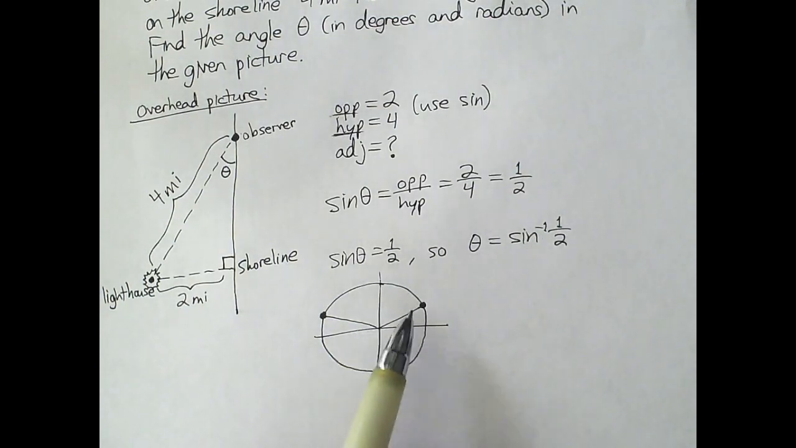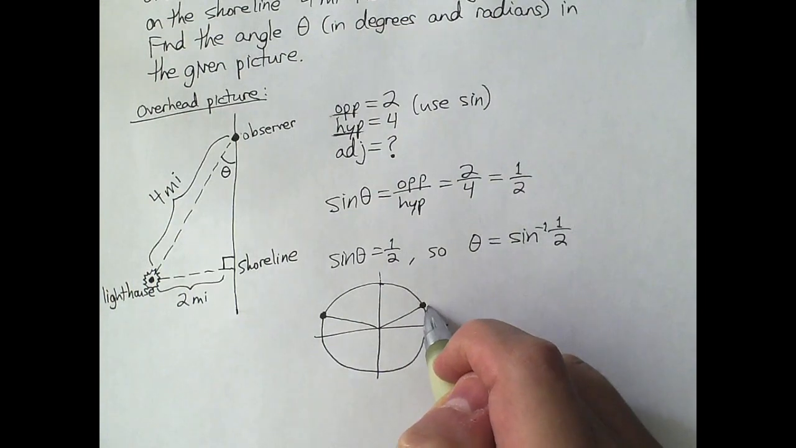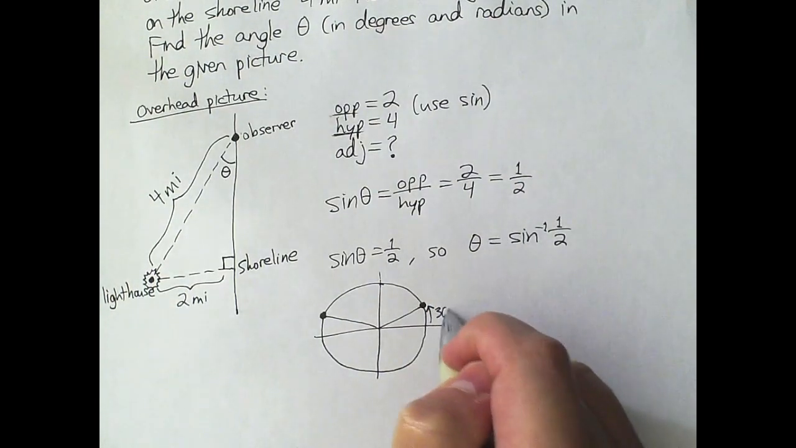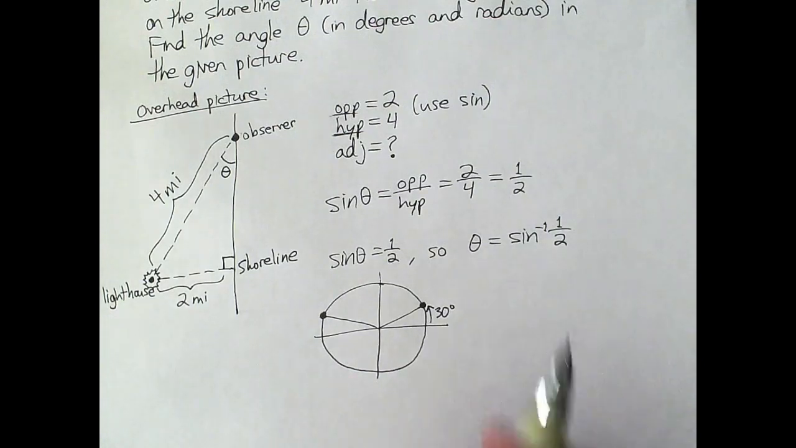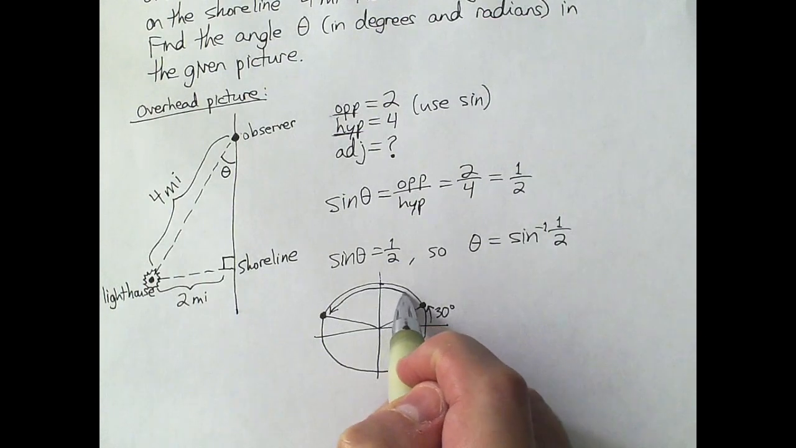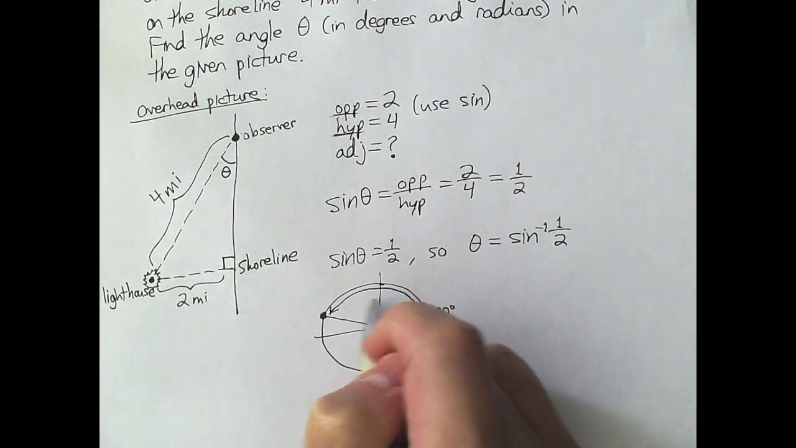You might look at this picture of the unit circle, and you might say, I can think of two different angles. I could think of this angle, which I'm just going to write in degrees. This is 30 degrees. But I can also think of this angle. Doesn't this also have a sine equal to 1/2? And this is 150 degrees.